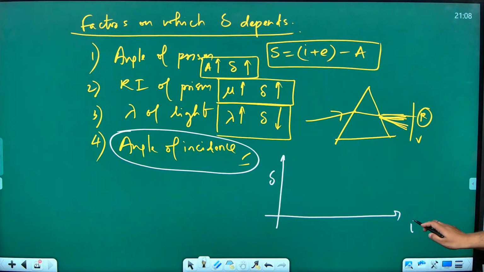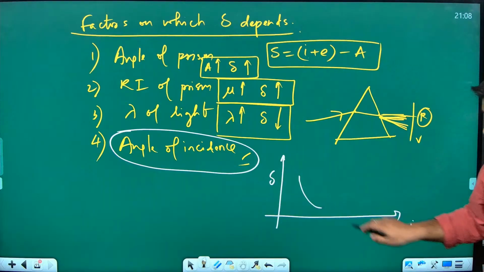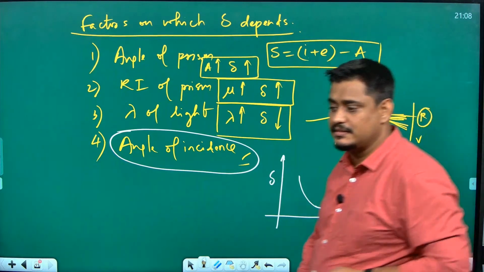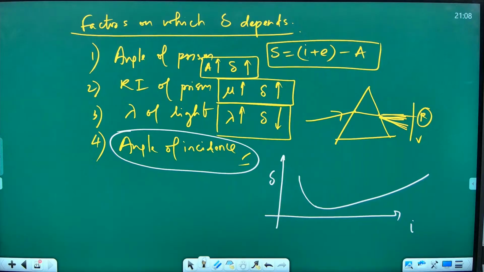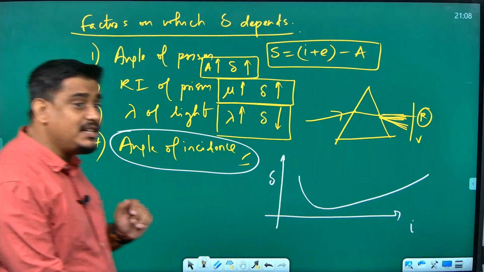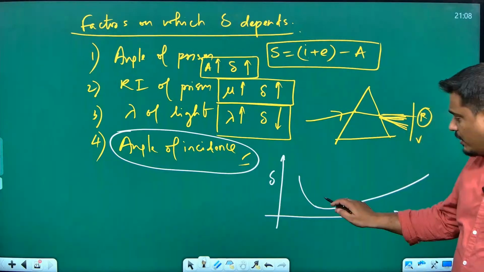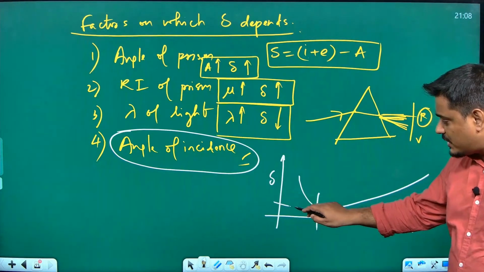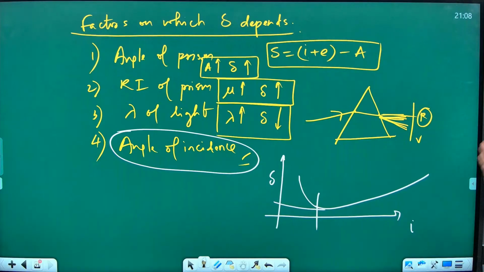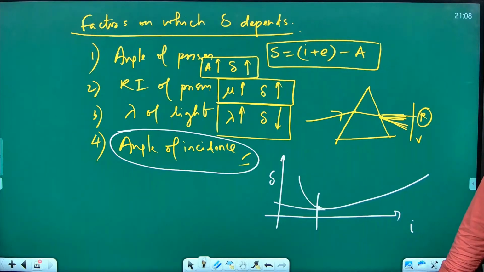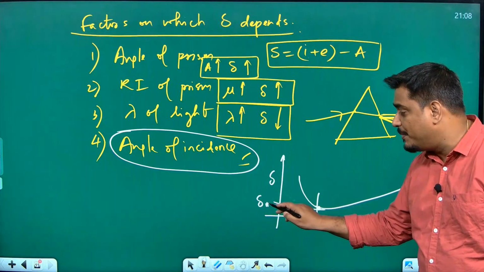As the angle of incidence is increasing, angle of deviation is reducing up to a certain point, beyond which angle of deviation once again increases. I am repeating this. As the angle of incidence increases, the angle of deviation reduces up to a certain point, beyond which angle of deviation once again increases. This point where the angle of deviation is minimum is called the angle of minimum deviation.